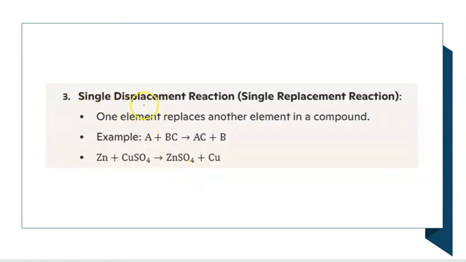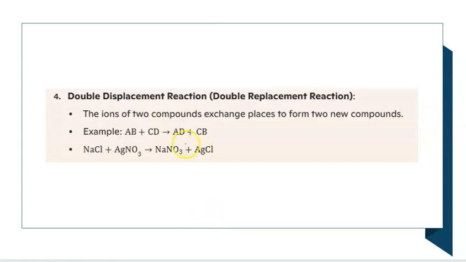A single displacement reaction is when, for example, A displaces B and now B goes along. This is a single or simple displacement reaction. Double displacement is when A takes the position of C and C takes the position of A. This is a double displacement reaction.